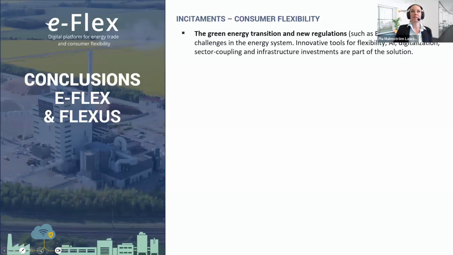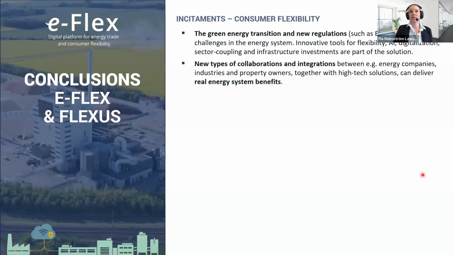So what are the incentives? Of course, the green energy transition and new regulations, such as EU regulations for buildings, are creating challenges. And of course, these innovative tools for flexibility and AI, digitalization, and sector coupling are a part of this solution. And these new types of collaborations and integrations, creating these types of energy ecosystems between the energy companies, industries, and property owners, can deliver real energy system benefits.